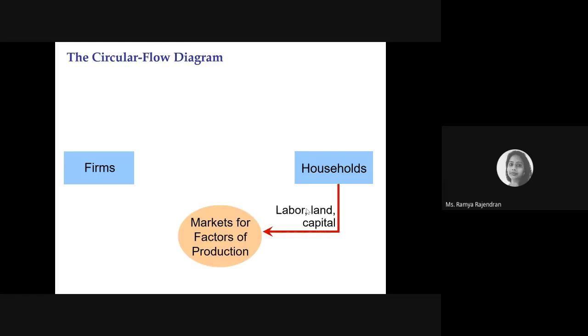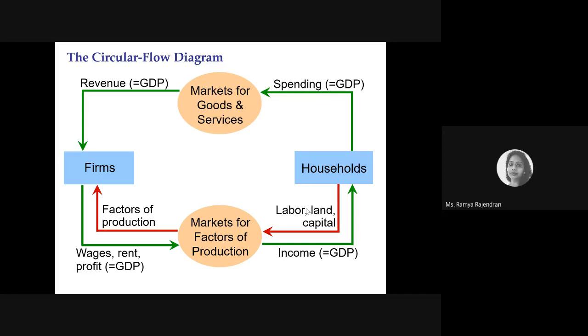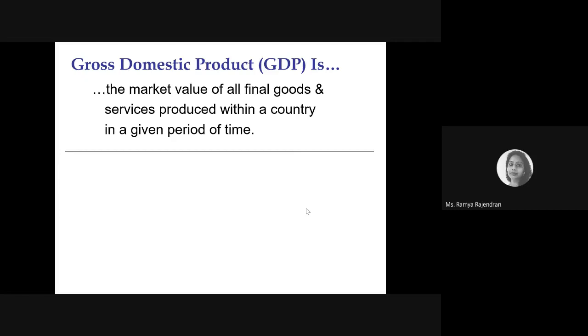You have markets for factors of production, where households provide labor, land, and capital to the firms, and in turn they get income, because the firms pay wages, rents, and profits. Whereas in the market for goods and services, the households spend and buy goods and services, which is revenue for the firms, right? Hope you all remember this. Our GDP calculation is completely based on this. That's why I'm showing you this.